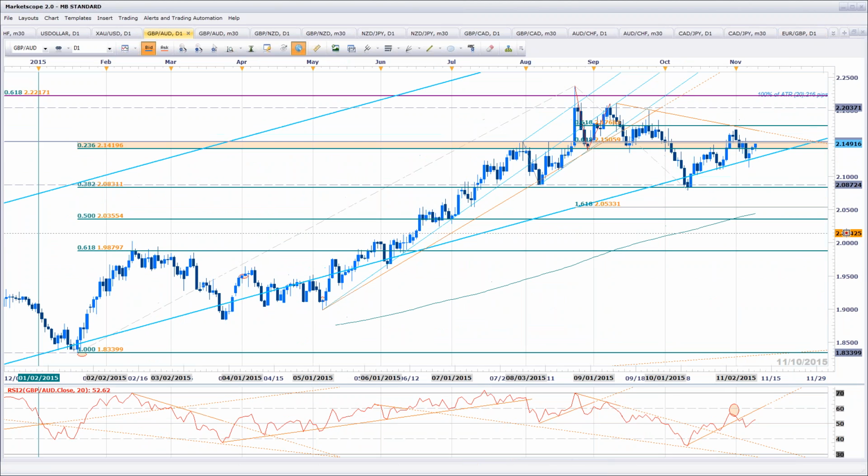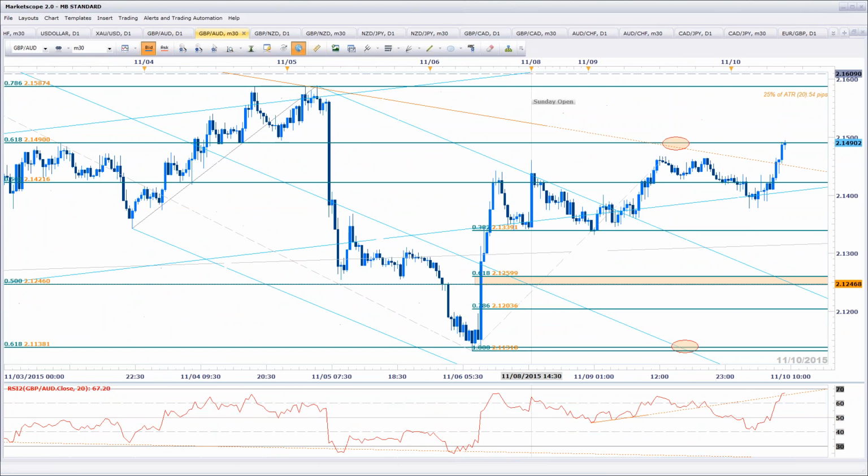Just a quick note on the daily. I just want to highlight that resistance specifically right on 215.26. But let me show you the intraday chart.